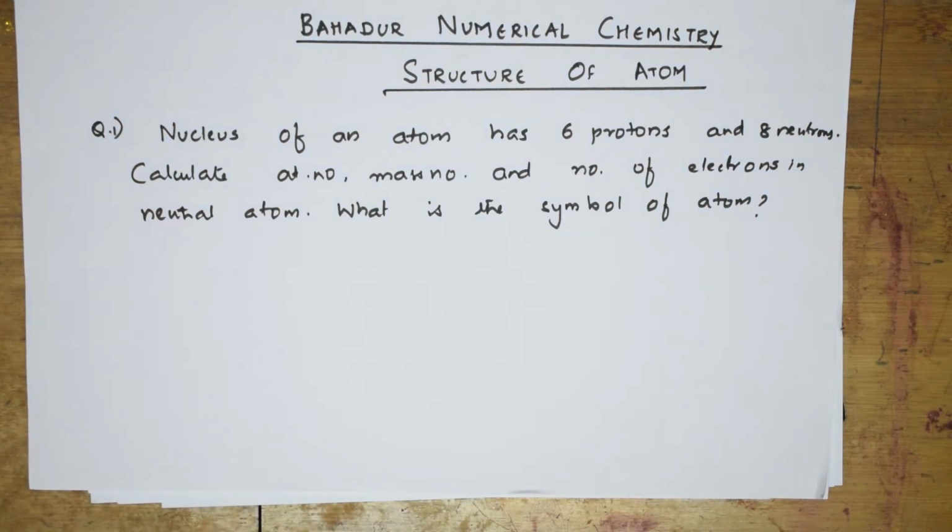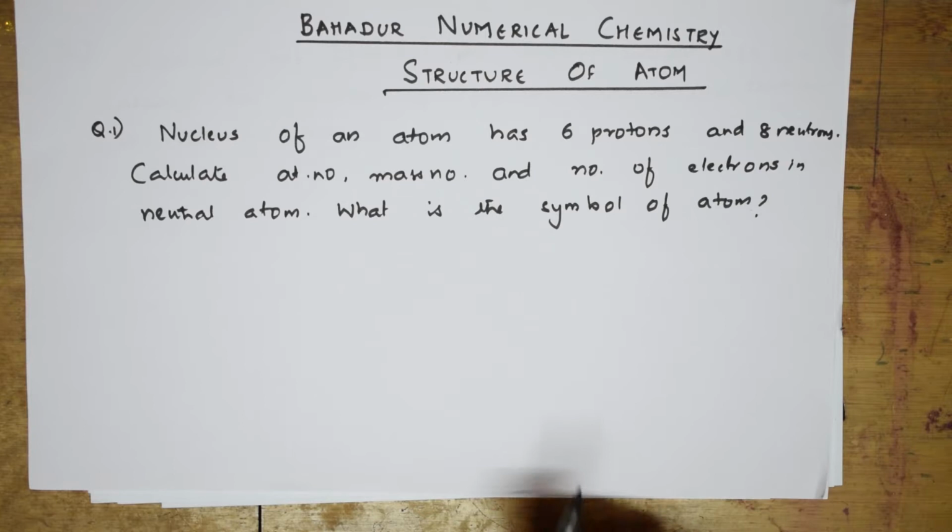Basically I've been doing all the NCERT numericals all these days, isn't it? So now I've decided to do the Bahadur numerical chemistry. That's a very famous physical chemistry book which is prescribed. This will be useful for your CBSE as well as your JEE as well as NEET. So from now, whichever chapter I do, I'll try to finish off the NCERT numericals as well as Bahadur numericals also, right?